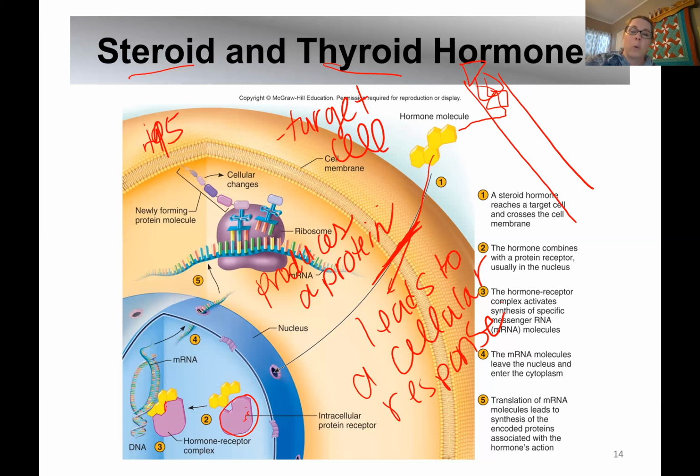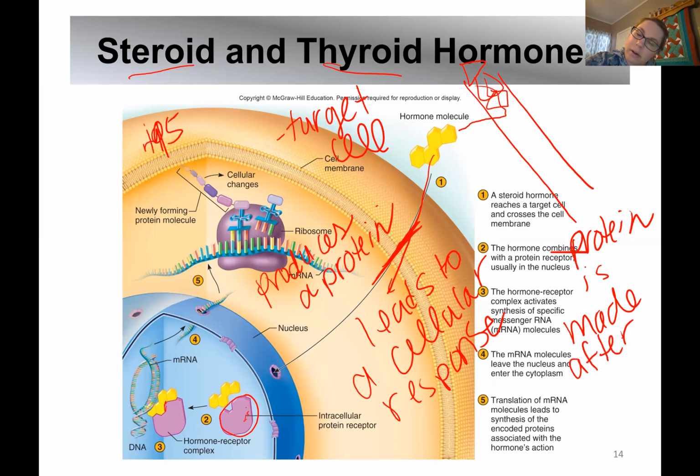Okay, so with this one, protein is made after the hormone binds. Okay, so this cell here is just hanging out, waiting. Cortisol comes in, binds to the receptor. That receptor then activates the transcription translation process. And this new protein is made, which is going to cause the cell to respond.